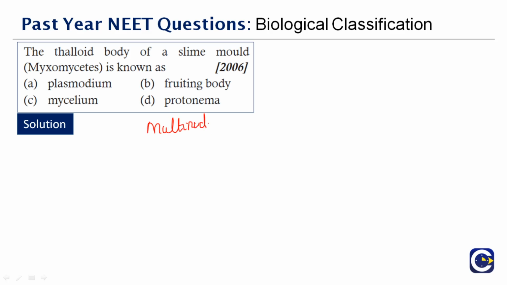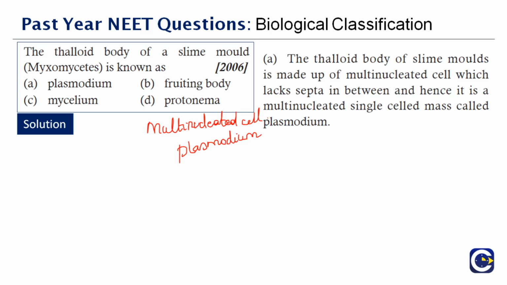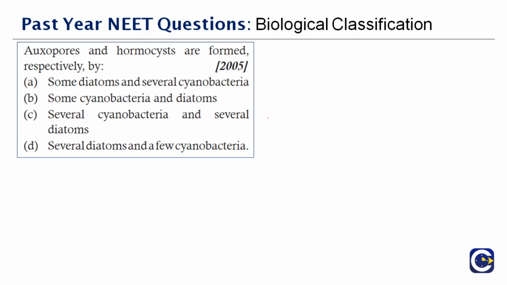Multinucleated cell, which lacks septa in between, and hence it is a multinucleated single-celled mass, and that is called Plasmodium. Therefore, the correct answer to this question is option A, Plasmodium. Okay, fine. Next question here.